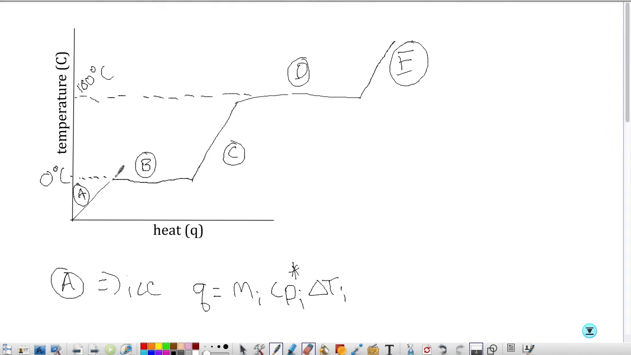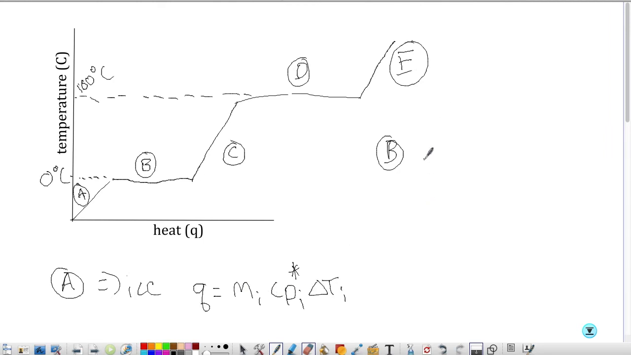But once we hit 0 degrees Celsius, when I add more energy, I actually don't change the temperature. What happens is, as I'm adding energy in, I'm breaking up some of these really strong interactions, and I am now making a liquid. So in region B, something interesting has happened. We're not getting a temperature change, so I can't use Q equals mCp delta T.